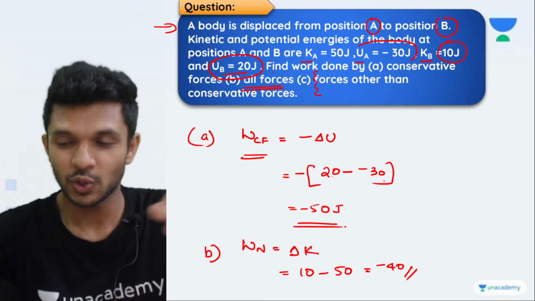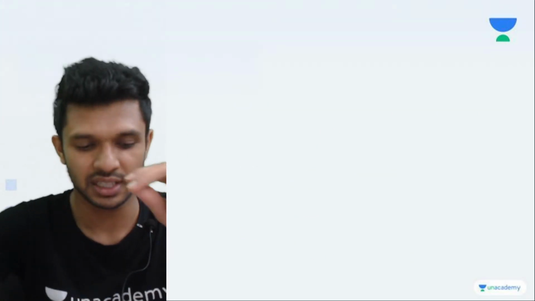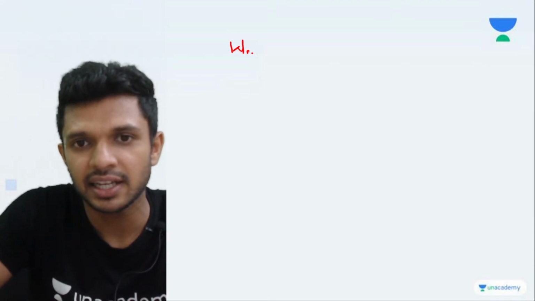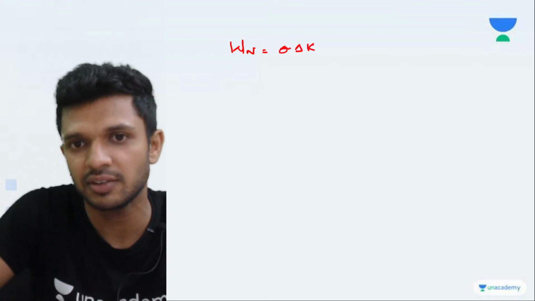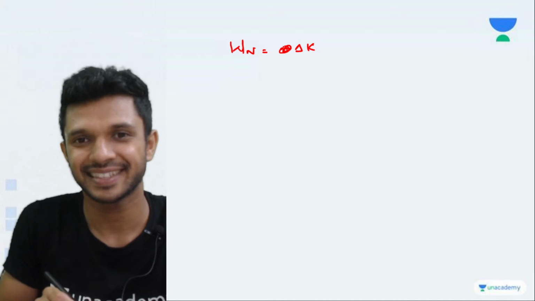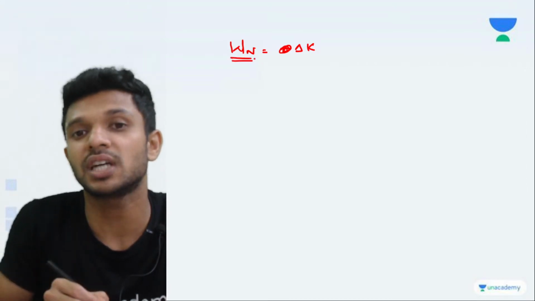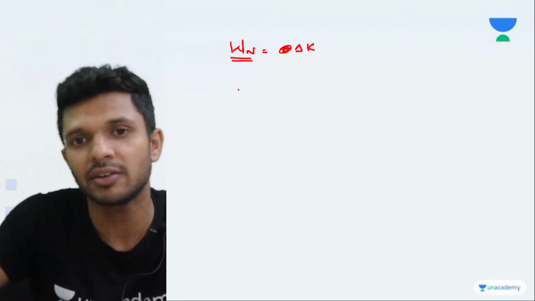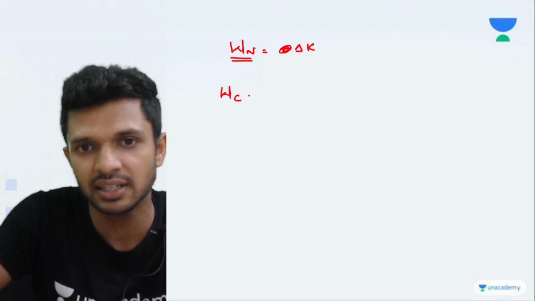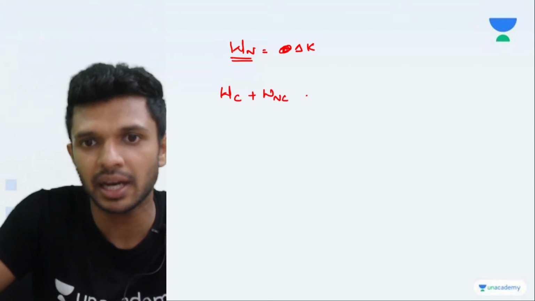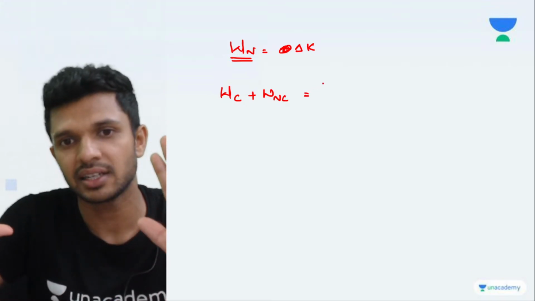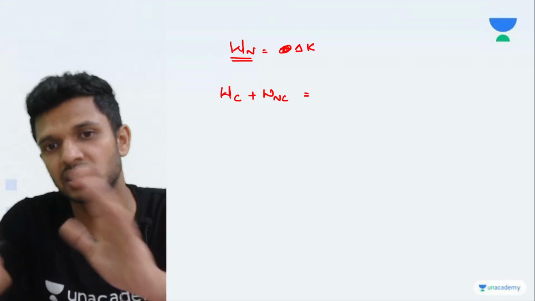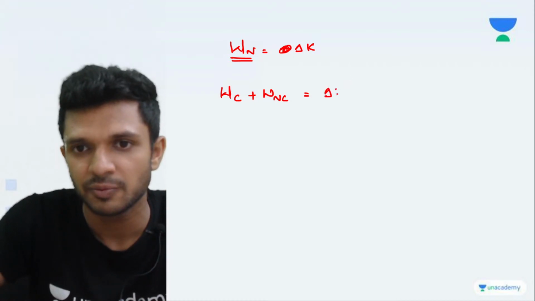Okay, so those who are still wondering how to do this third part, I'll explain. You know that the work done by the total force is equal to the change in kinetic energy, right? Without a negative, I'm really sorry. Which all forces are there inside the work done by net force? Work done by conservative plus work done by non-conservative, and if other forces are also there, you can also add that. So the work done by conservative plus non-conservative is the change in kinetic energy.